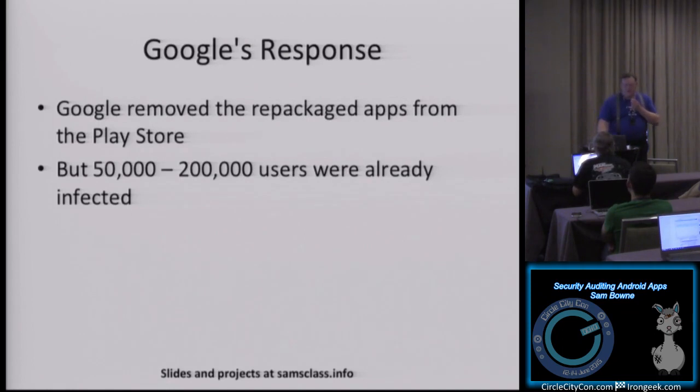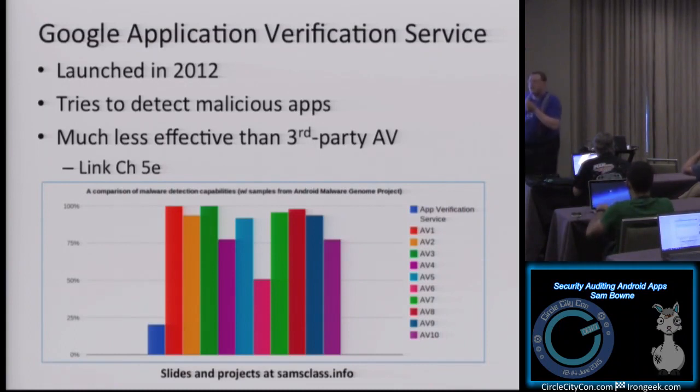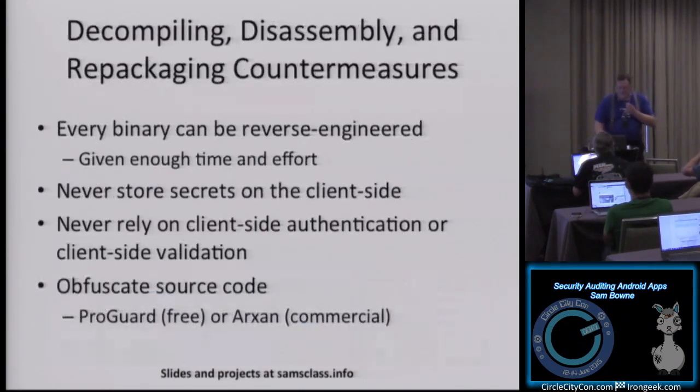Anyway, so Google did clean up their stuff from the DroidDream attack, and then they launched their application verification service, and they have Bouncer, but it's not very effective. This is the effectiveness of it at catching malware. Their thing is much worse than all the commercial Android antivirus products. Anyway, you can prevent this to some extent, and there are quite a few commercial packages you can buy that will break this stuff at various stages. Like I say, ProGuard is pretty miserable.